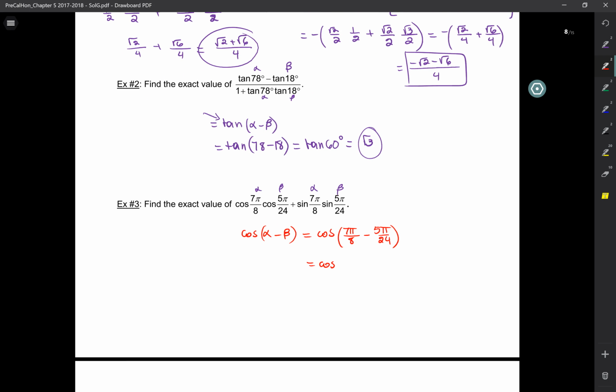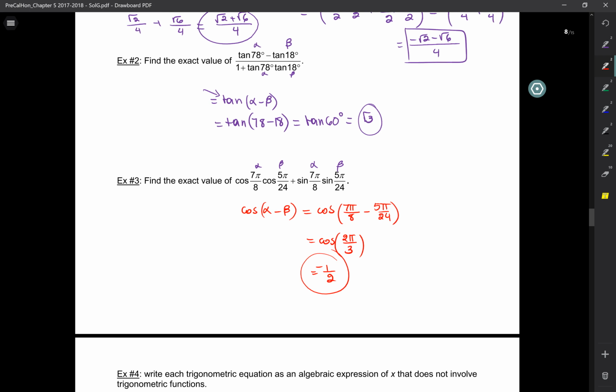2 pi over 3. And cosine of 2 pi over 3 is 1/2. Negative 1/2. Okay? All right. 7 pi over 8 minus 5 pi over 4, common denominator. Yes? Okay. All right, so next one.